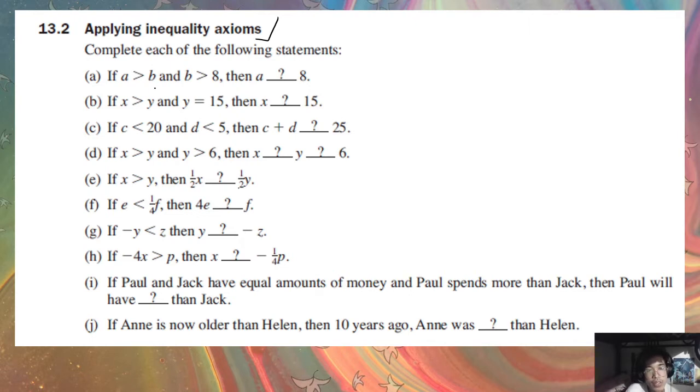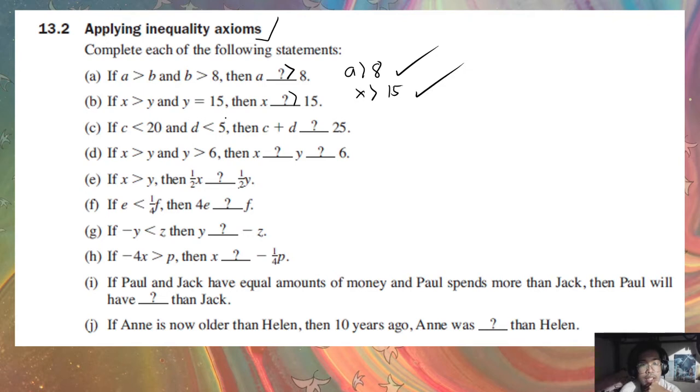So if A is greater than B and B is greater than 8, therefore we can say that A should be greater than 8. Is that right? For this one, A should be greater than 8. For letter B, if X is greater than Y and Y is equal to 15, then X must be greater than 15 for this one.